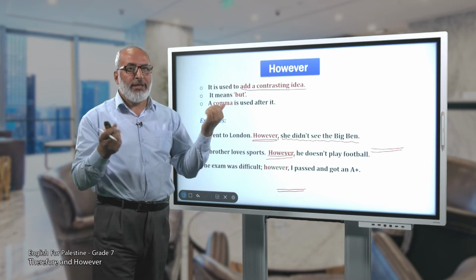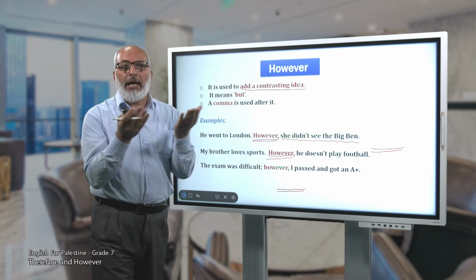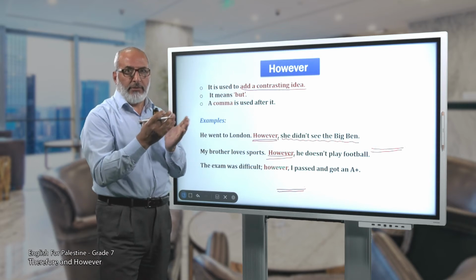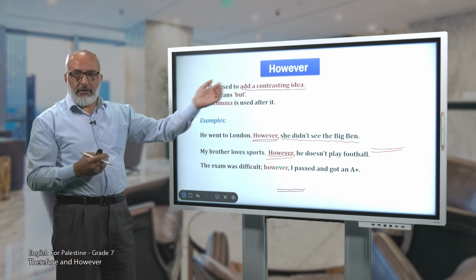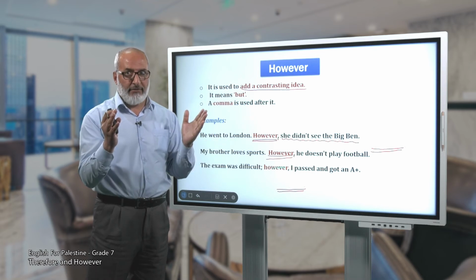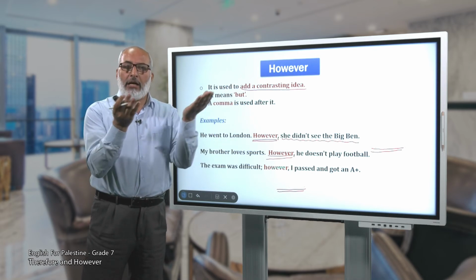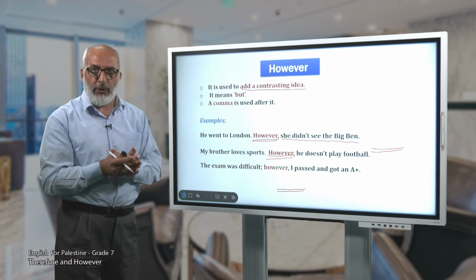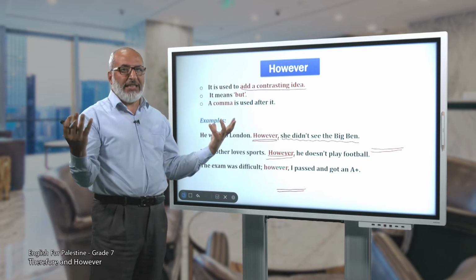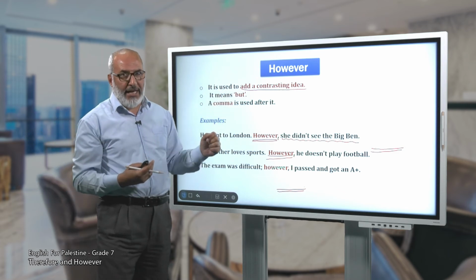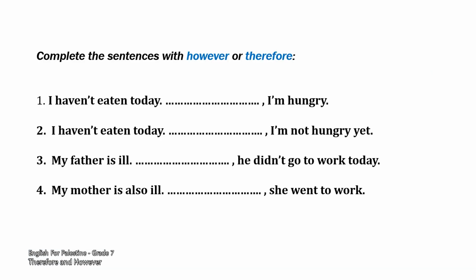Therefore, we use it to add a conclusion idea. But however, we use it to add a contrasting idea. Keep this in mind. Reason and result, reason and conclusion, we use therefore. But when we have different ideas or contrasting ideas, we use however. Okay? Okay, now let's do this activity.